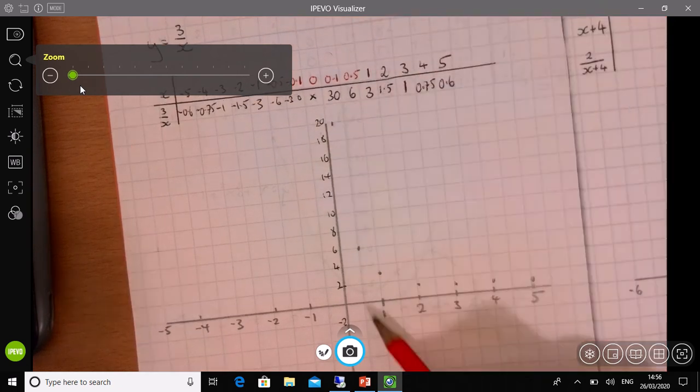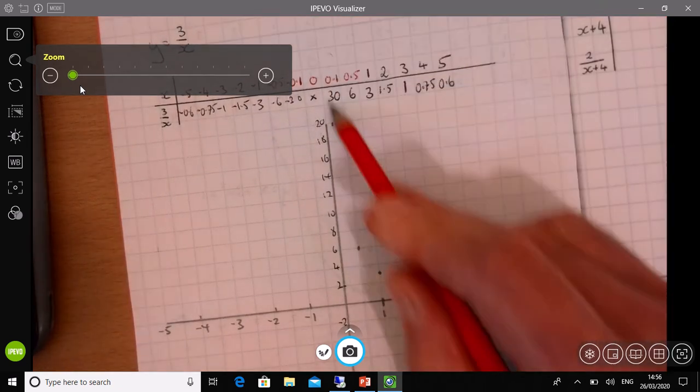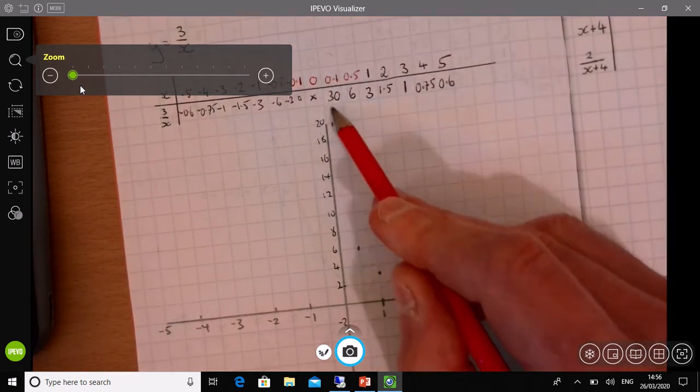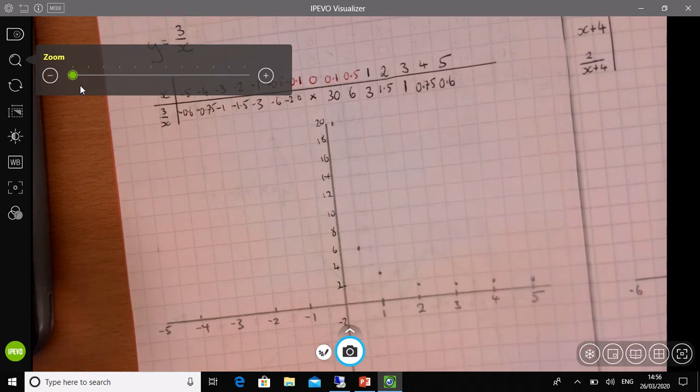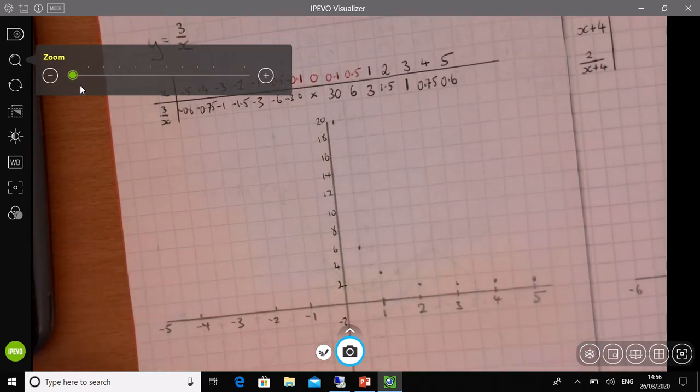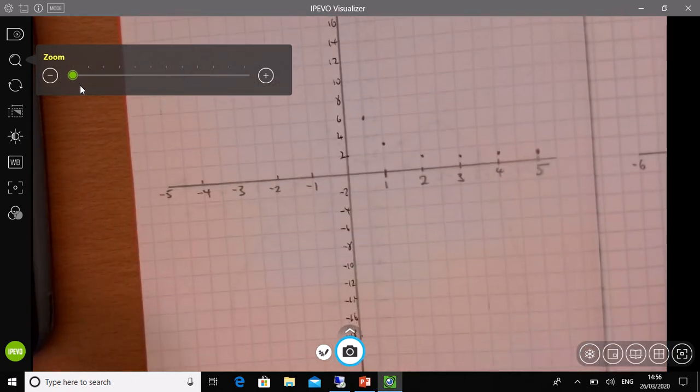Okay. All right. Imagine I'm at about 30. I'm just going to be drawing a curve in here. Imagine it kind of carrying on. I'm going to stop about there. And I'm going to do the same with the negatives. Right, so exactly the same idea.